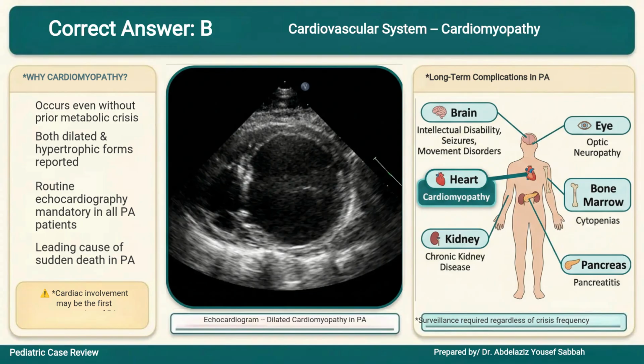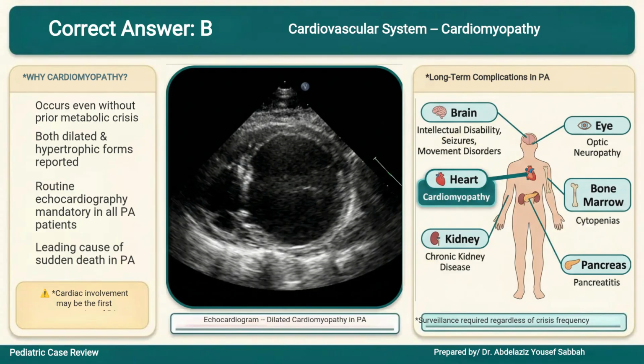The correct answer is option B. Cardiovascular system, screening for cardiomyopathy via echocardiography. Cardiomyopathy is a major and potentially fatal complication of propionic acidemia. It occurs even without prior metabolic crises. Both dilated and hypertrophic forms have been reported. Routine echocardiography is mandatory in all patients with propionic acidemia. Cardiomyopathy is a leading cause of sudden death in this condition, and cardiac involvement may even be the first presentation.